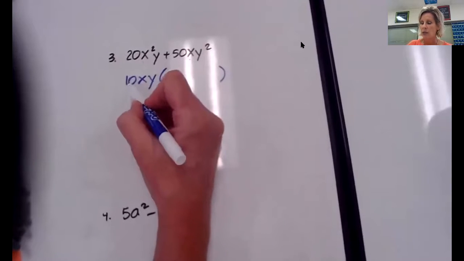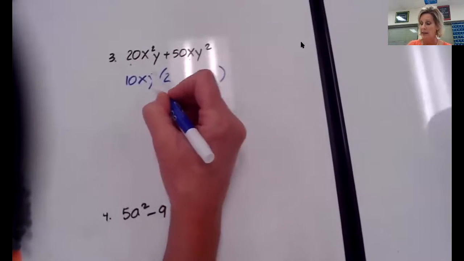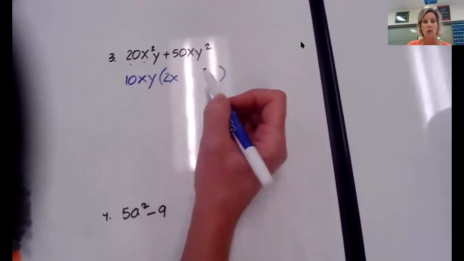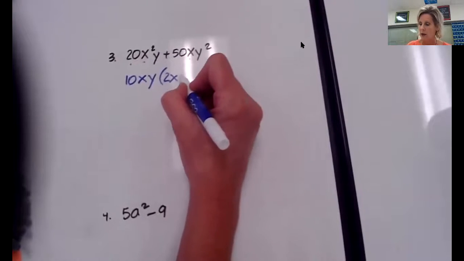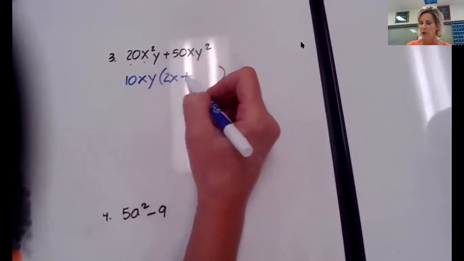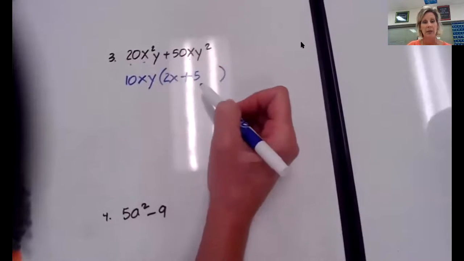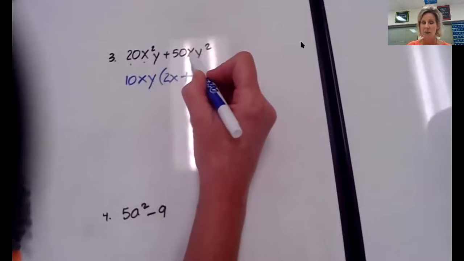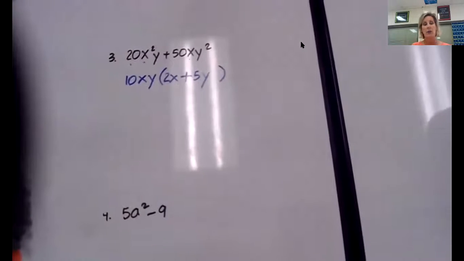So then I know that 10 times 2 gives you the 20. X times x will give you the x squared. And it's just y times an understood 1, which you don't write down. I'm going to repeat the sign, positive, positive. I know that 10 times 5 equals 50. I know that x times an understood 1 equals the x, so I don't write it down. Y times y gives you the y squared. So I have it factored. The blue is my answer.